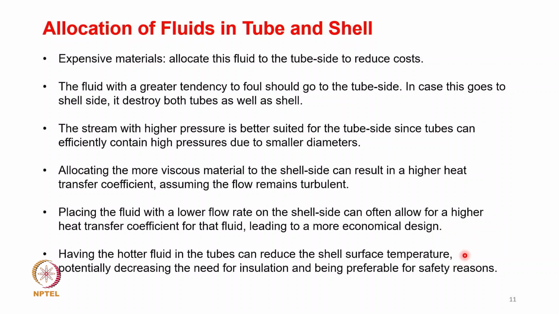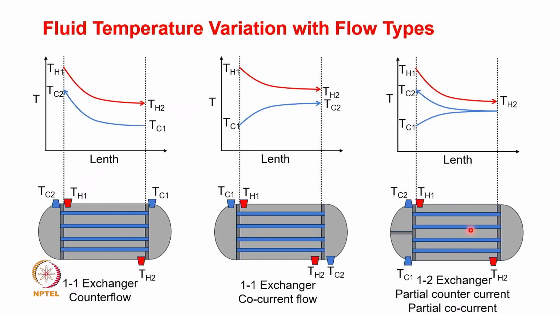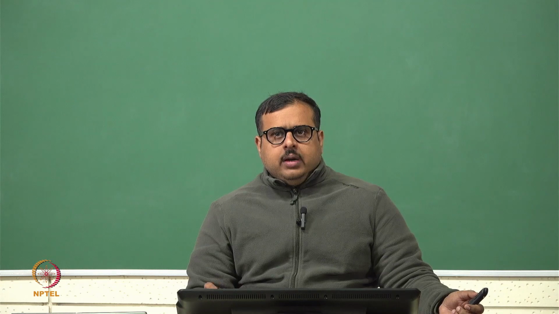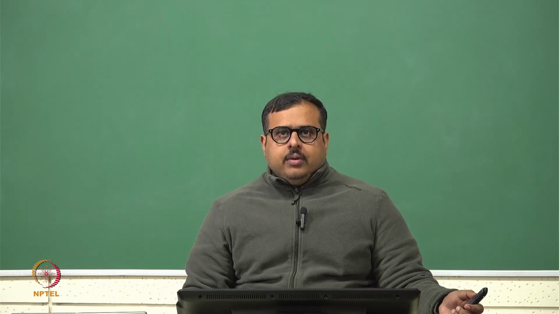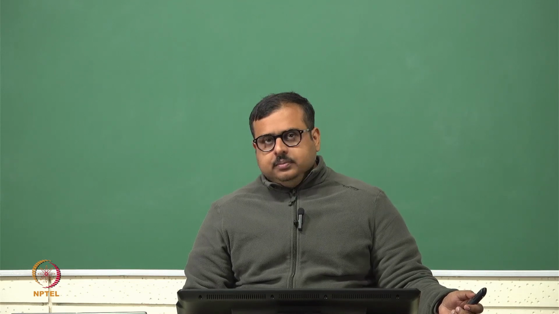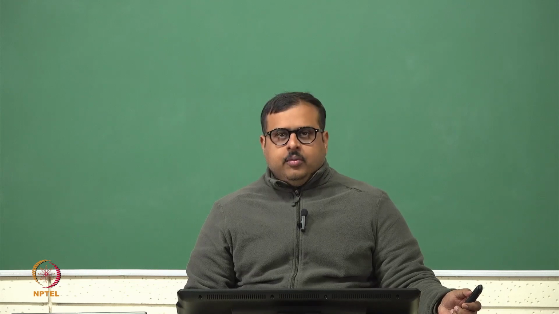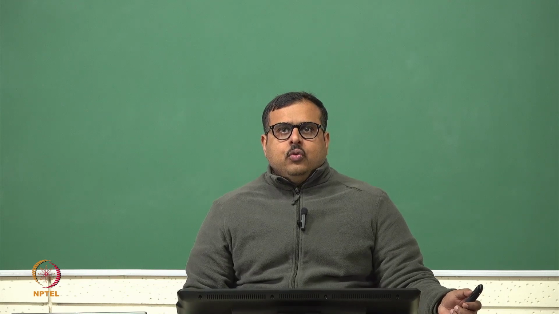And the last, these are thumb rules. Of course, there are many other aspects that you need to consider, but these are some of the key points. Having the hotter fluid inside the tube can reduce the shell surface temperature and potentially decrease the need for insulation, and this is preferable for safety reasons. So these are some of the thumb rules that one needs to look for when allocating which is the most suitable fluid inside the shell and which is the most suitable fluid inside the tube.